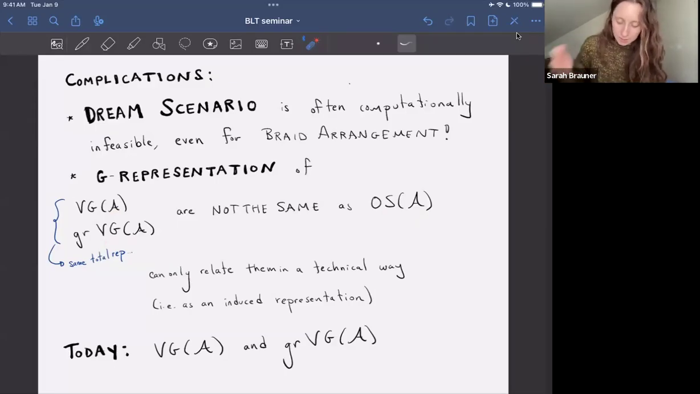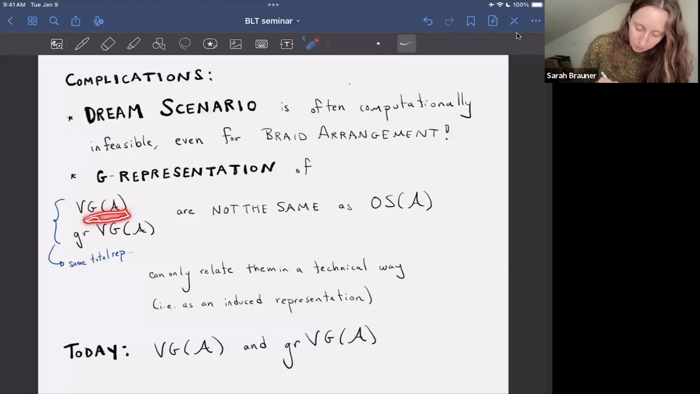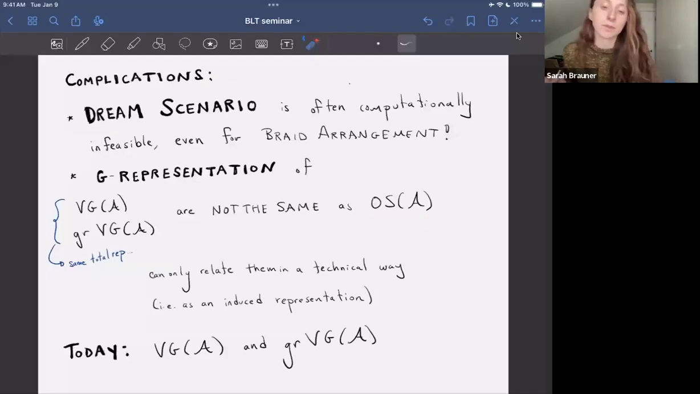So really this breaks it into two questions: studying representations of the Orlik-Solomon algebra and studying representations of the Varchenko-Gelfand ring and its associated graded. These two have the same representations, but they differ from the Orlik-Solomon algebra. So what I'm going to focus on today is the Varchenko-Gelfand ring and its associated graded.